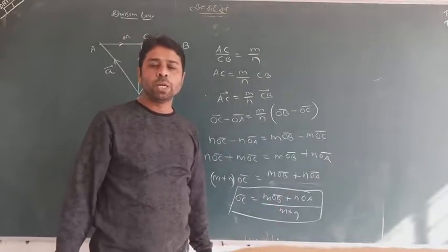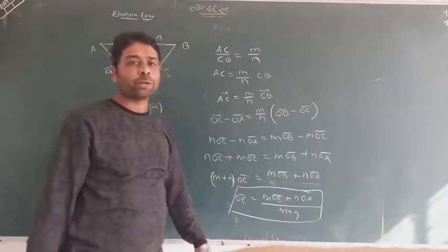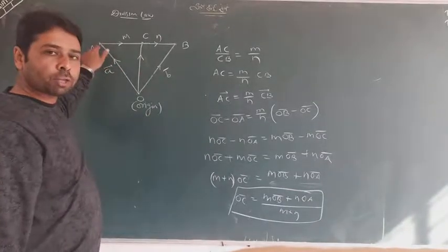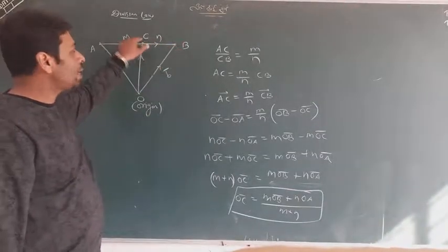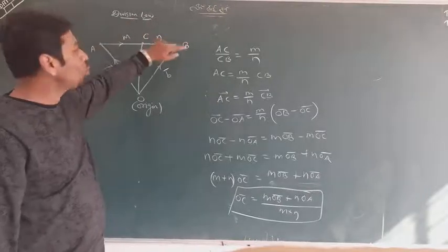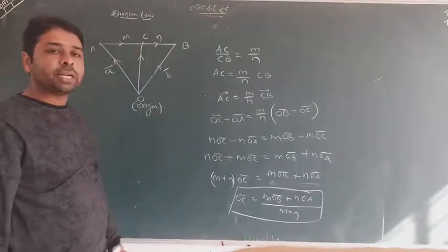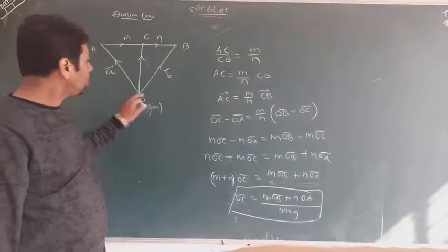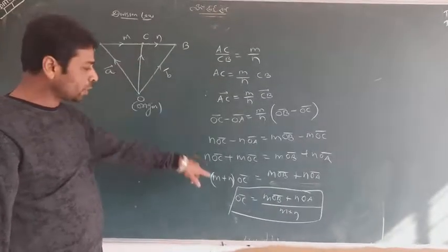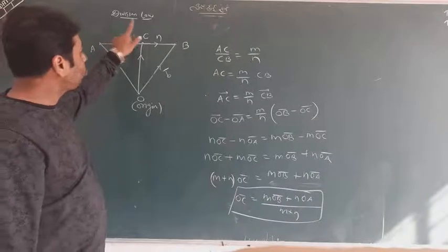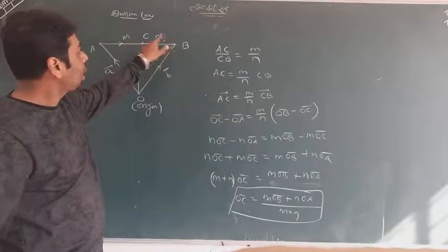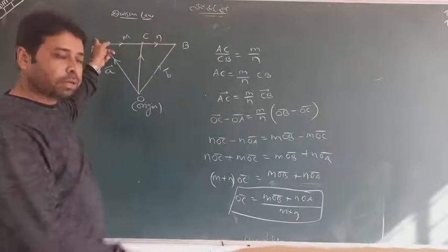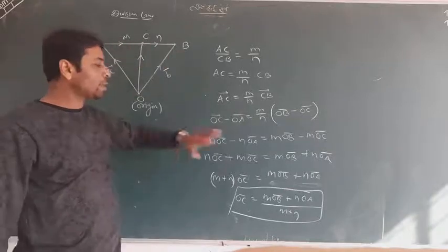You need not do this derivation in exams. So let me give the concept directly: whenever the position vectors of A and B are given, and C is a point internal to AB which divides AB internally in the ratio m is to n, then OC, the position vector of C, is given by m times the position vector of B plus n times the position vector of A, upon m plus n. That's a simple thing.